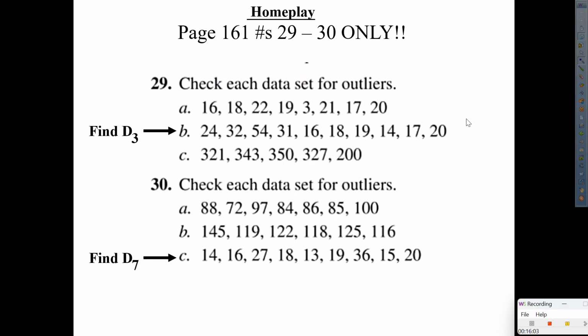All right, so with that said, here's the homework. I'm going to give you a head start so you guys can get that hopefully completed before you leave. But check this out. It reads page 161, 29 and 30. For number 29, it says check each data set for outliers. Do you know how to do that? Yeah, you have your formulas, yes? So what do we do with all the data that they give us? Set them in ascending order. That's the first step that you need to do with all those. Once you check for outliers, then for B, you're going to check for D3 using the formula, and for 30C, you're going to check for D7 using the formula.